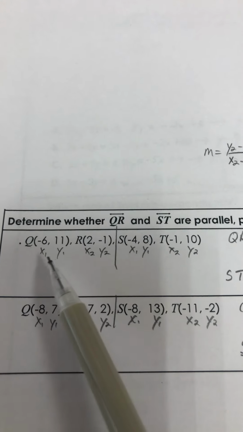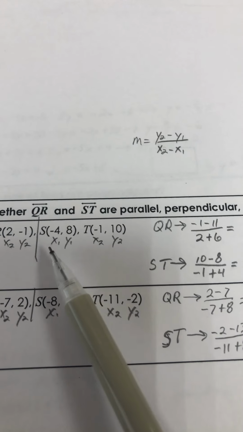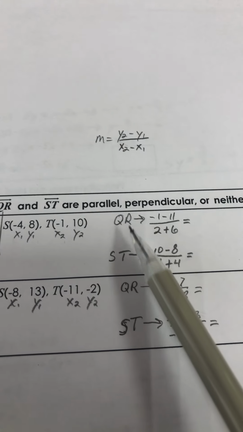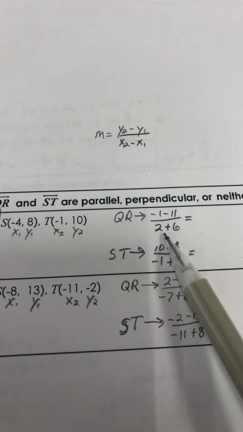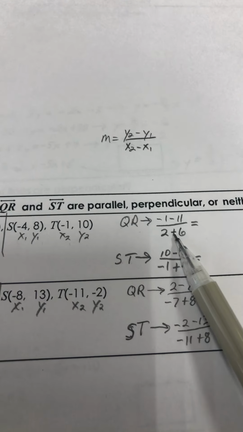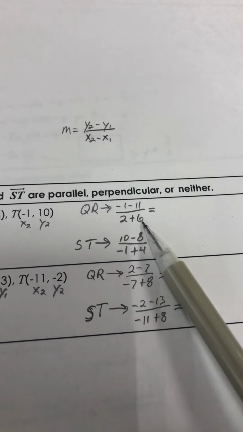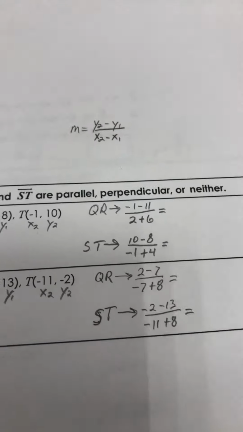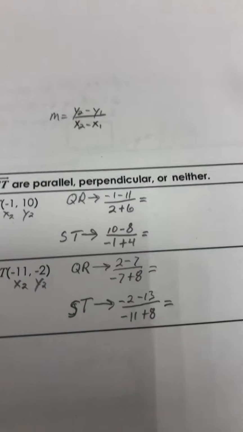So here's Q and R, x1, y1, x2, y2. I labeled it. Here's ST, x1, y1, x2, y2. And I set them up. Here's my QR, here's my ST, here's my y2 minus my y1 and my x2 minus my x1. A minus a negative becomes a positive, because that was a negative over here, okay? So when you look at these, you'll see subtracting a negative is going to be a positive.